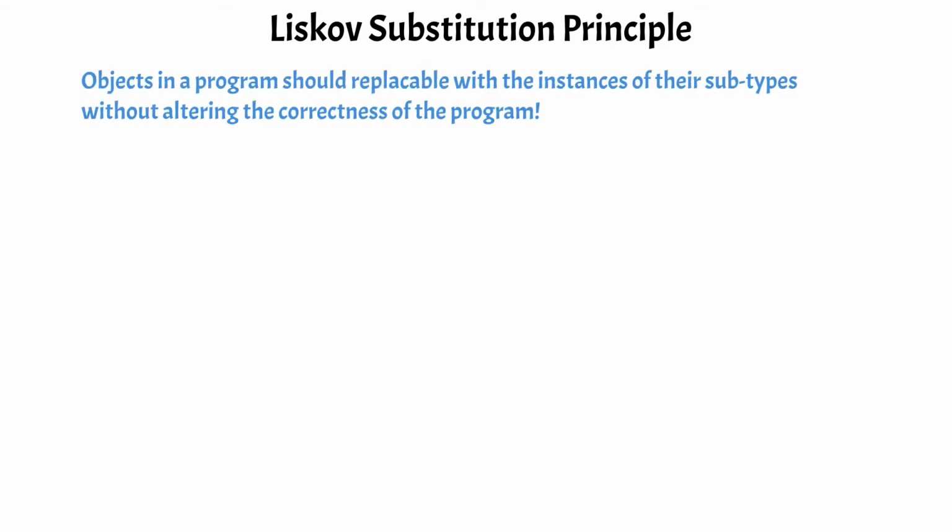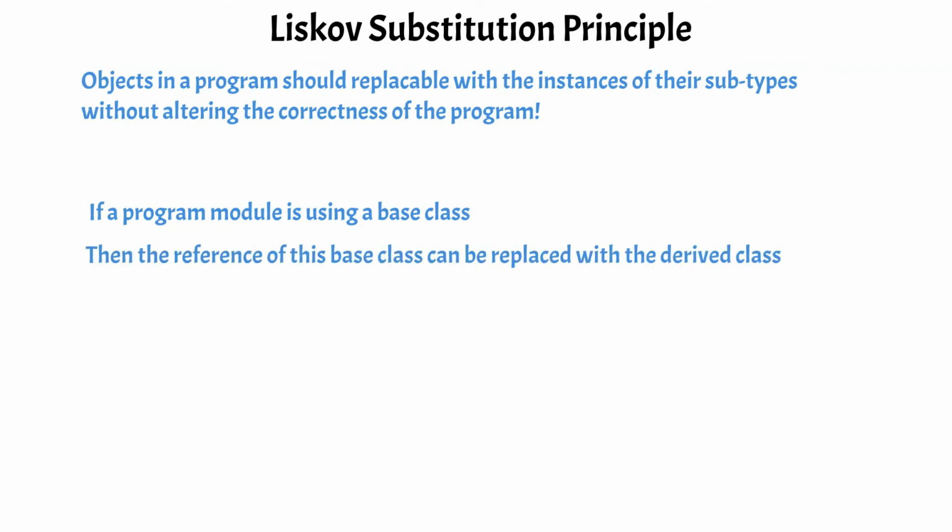So the next SOLID design principle is the Liskov substitution principle. Now this particular principle states that objects in a program should be replaceable with instances of their subtypes without altering the correctness of the program. So let me try to explain a little more about this. If a particular program module is using a base class, then the reference to this base class can be replaced with a derived class. And when you are doing this, it will have no effect on the functionality of the program module itself.